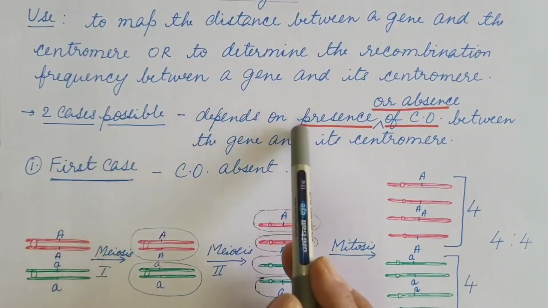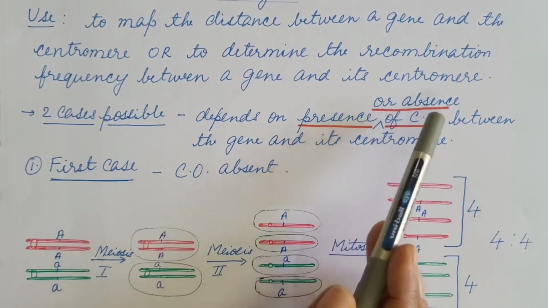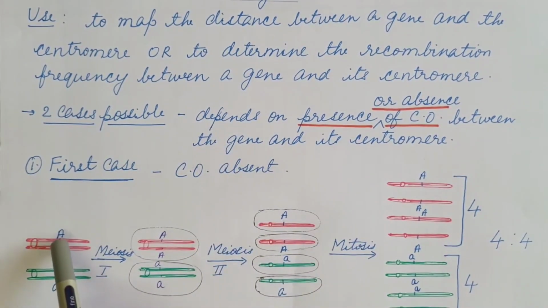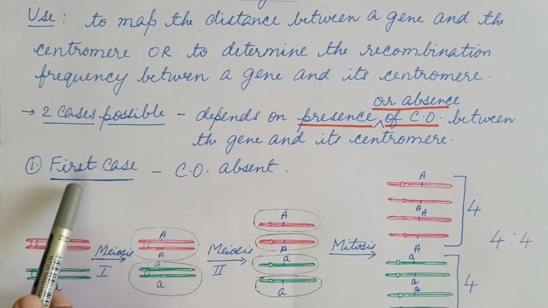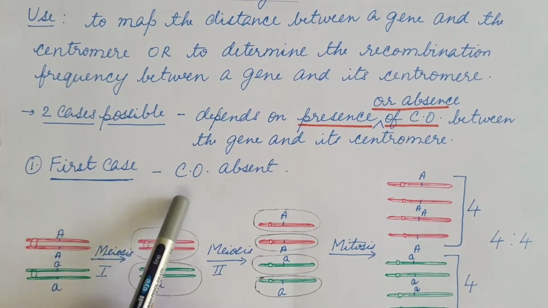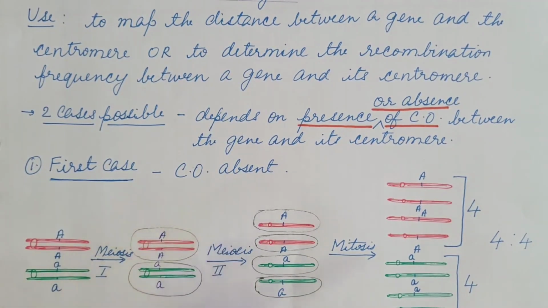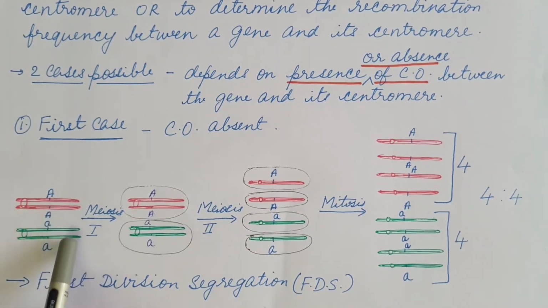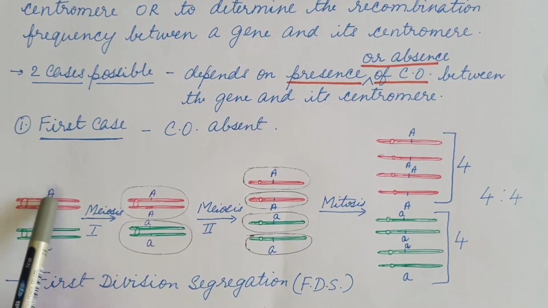Two cases are possible, depending upon the presence or absence of crossing over between the gene and its centromere. Let us see the first case, where crossing over is absent. So we have seen that haploid cells fuse and a diploid zygote is produced, then chromosomal replication takes place. So these are the two homologous chromosomes. One has the capital A allele and the other has the small a allele.